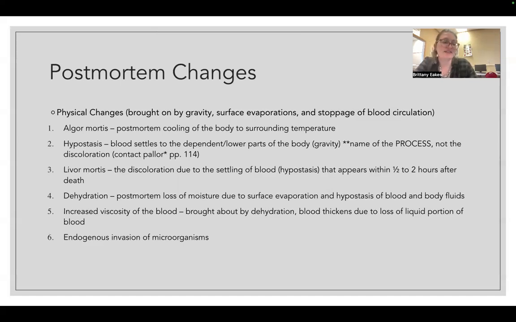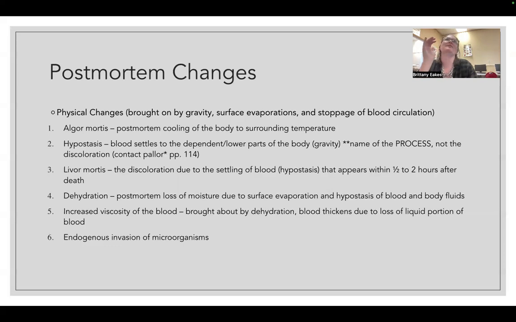Contact pallor is a term you want to know. It refers to areas where blood movement is inhibited, so where the body has been in contact with the surface. Let's say that body is in supine position when that person died, where the tissues of the body actually touched the ground, the bed. That's actually going to be white, a loss of color. Well, not white, obviously, like Caucasian. I didn't mean that. They're going to lack color there.